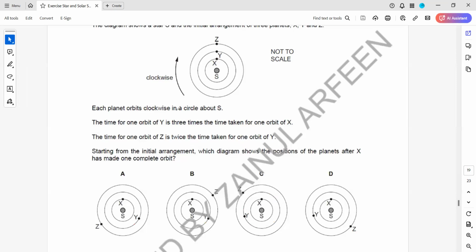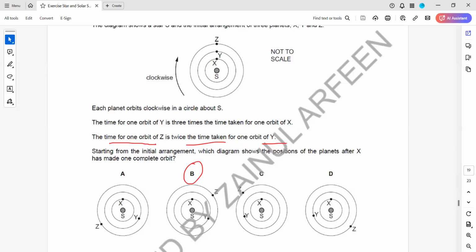And what about Z? The time for one orbit of Z is twice that taken by Y. So if the time is greater, the distance will be shorter. So Z will cover the shortest distance. So that's why B will be the right answer.